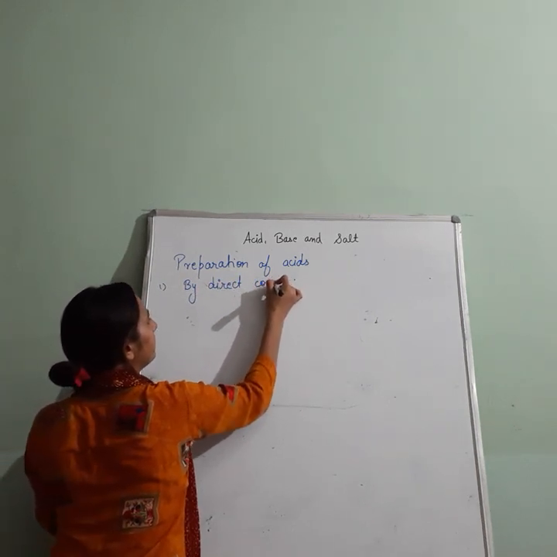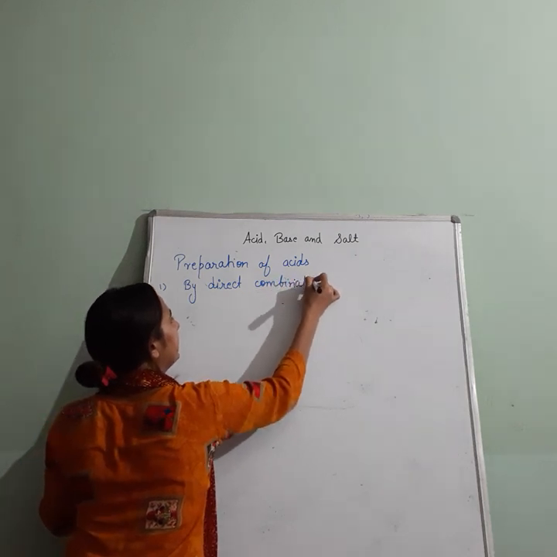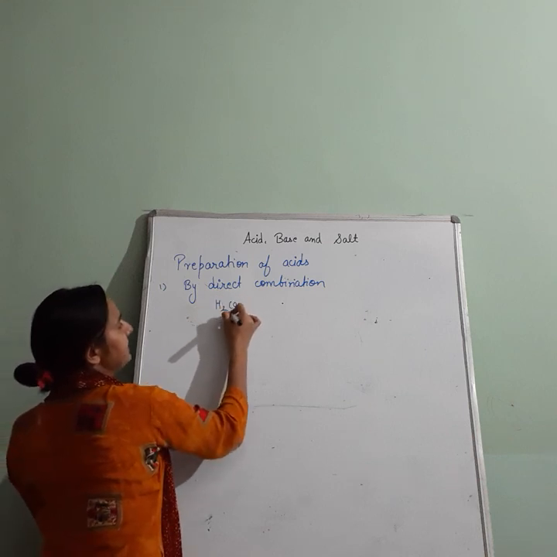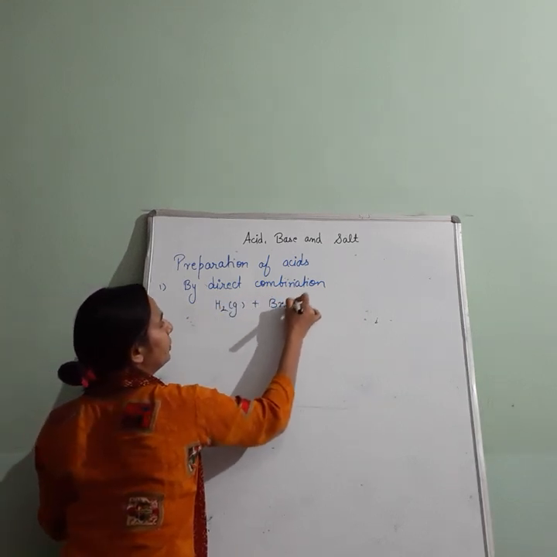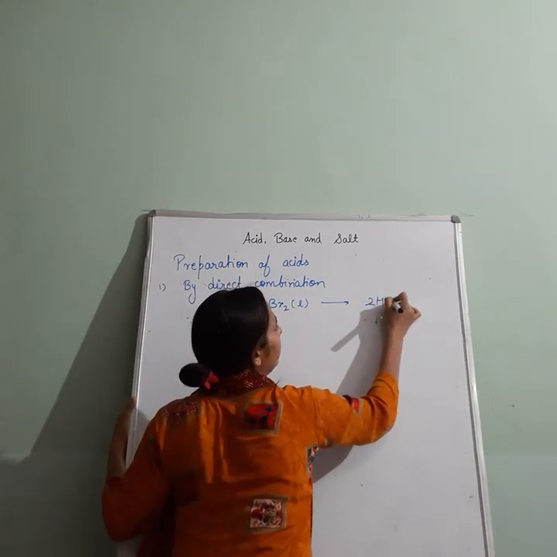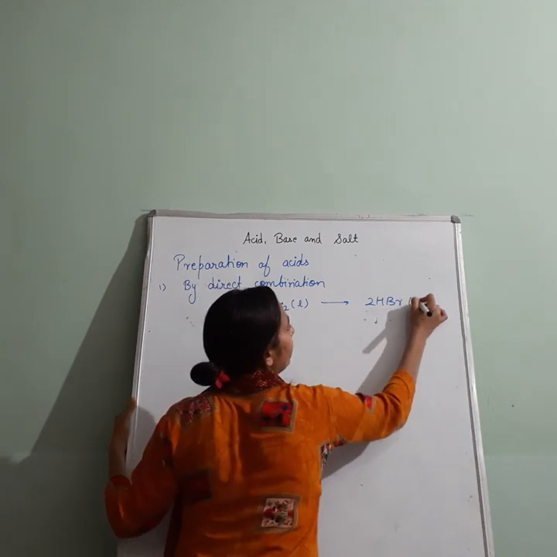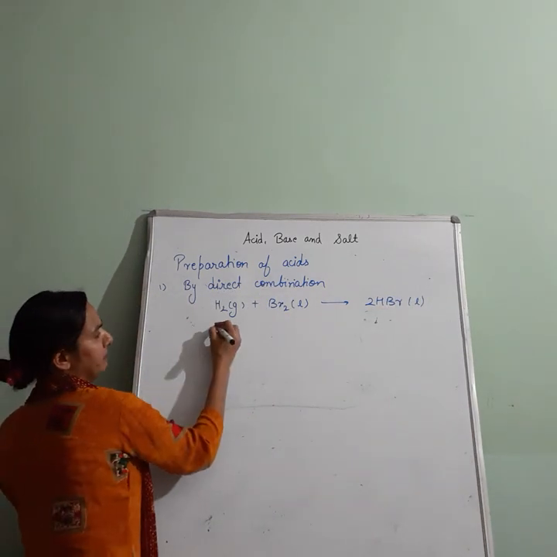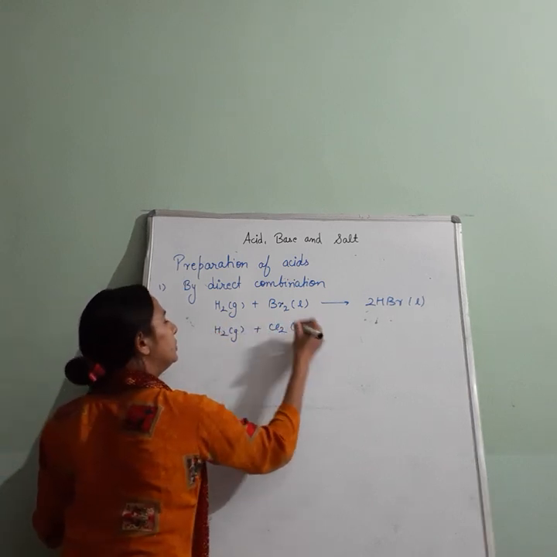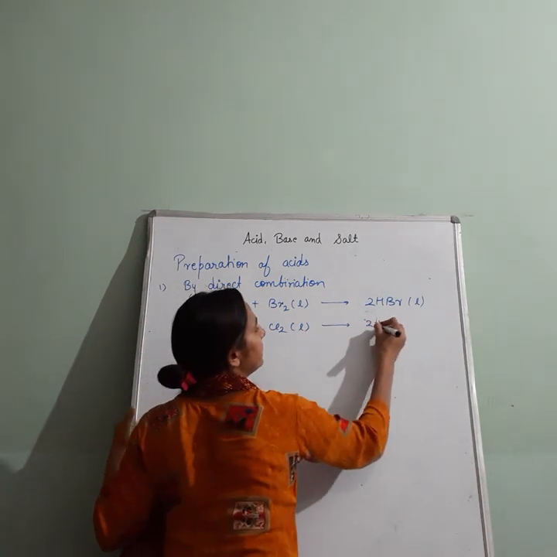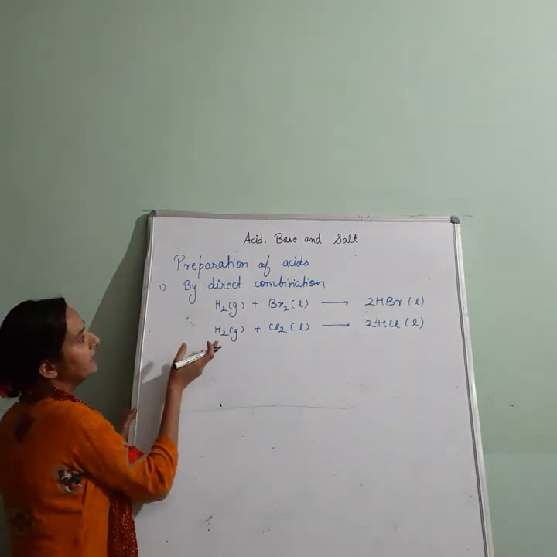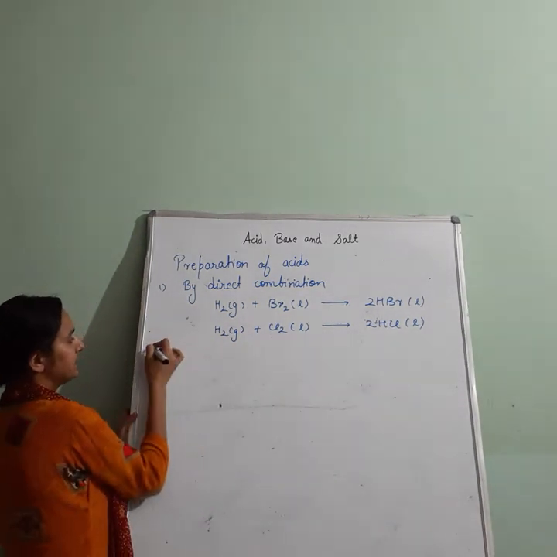direct combination. For example, when H2 gas reacts with bromine liquid, it gives us hydrogen bromide acid in liquid form. One more example, when H2 gas combines with Cl2, this gives us 2 moles of hydrochloric acid. So, by direct combination, we are able to prepare acids.